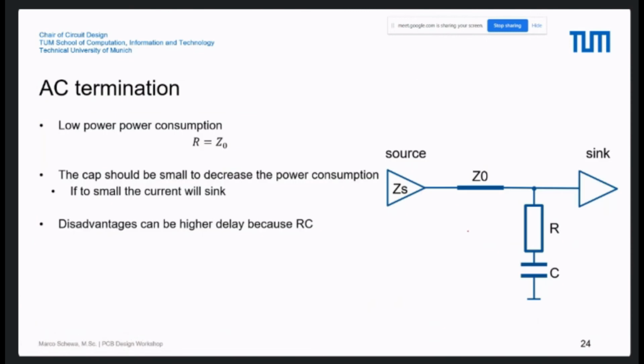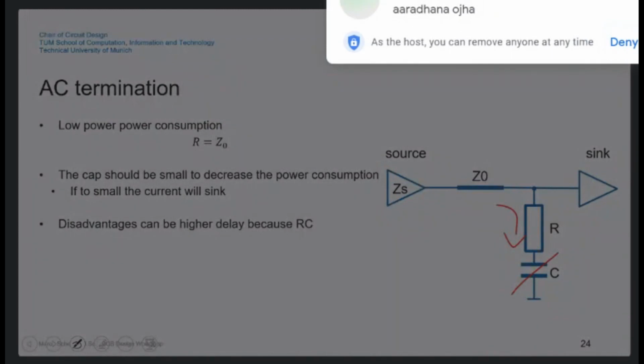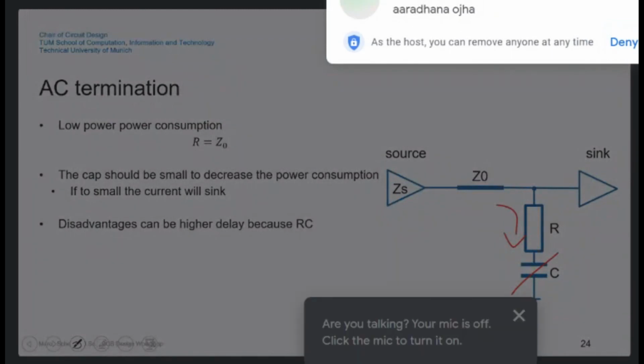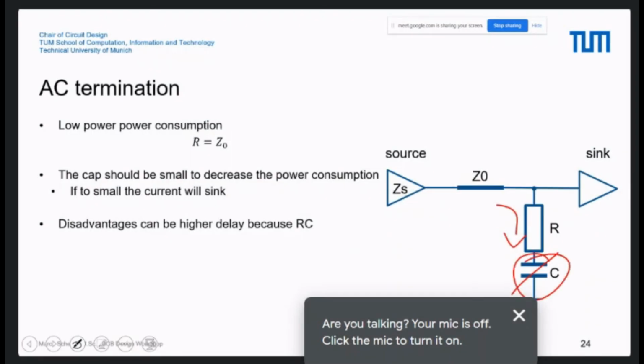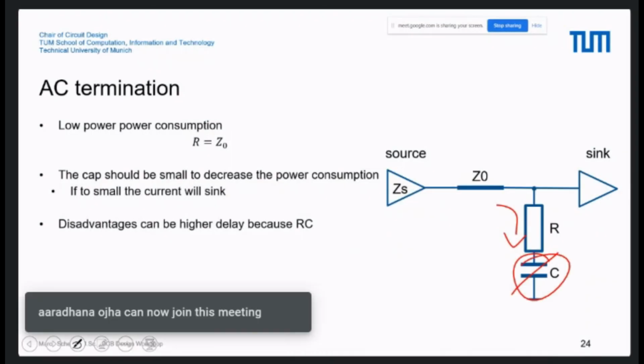Another technique often used is an AC termination with a resistance and a capacitance. You can also say, okay, you don't want the capacitance, you have only a resistance, but the problem is then that you have a current flow and a voltage drop, so a DC voltage drop. And you don't want lost power on your line. Therefore, you put a capacitor in here.